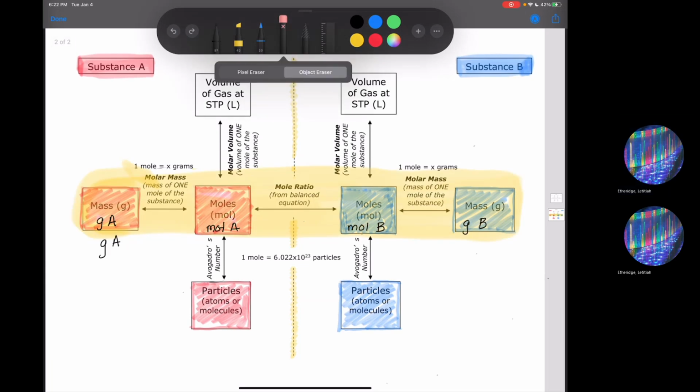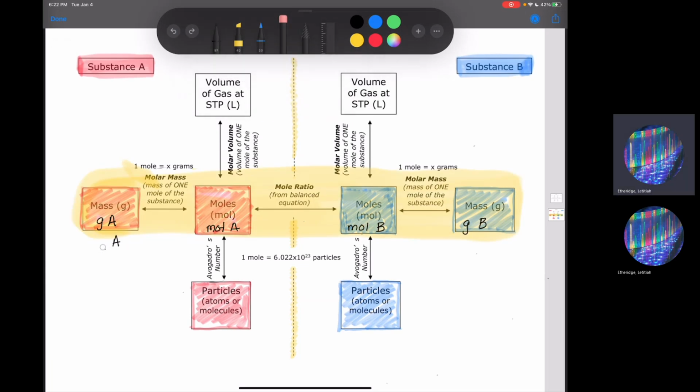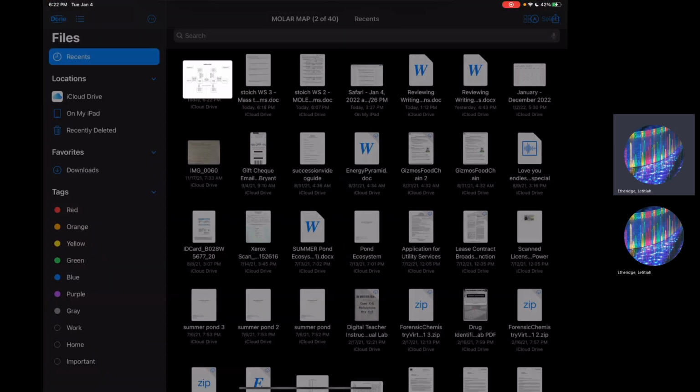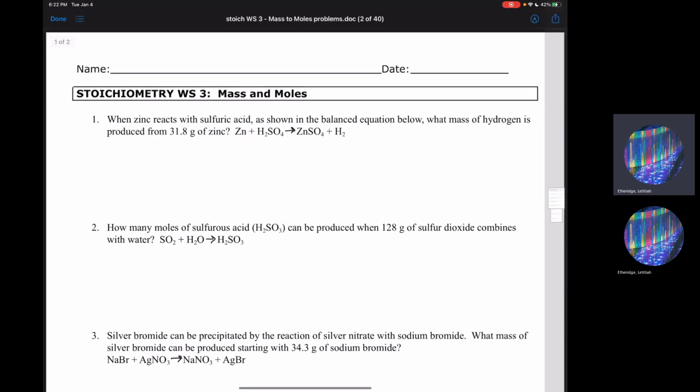Okay, let's see what we got here. Okay, so remember A is going to represent our substance A, B is going to represent our substance B. You are going right down the middle of your molar map. You're going from grams of A to moles of A to moles of B to grams of B. Okay, so now that we kind of know the layout, let's get into our work for this particular worksheet.